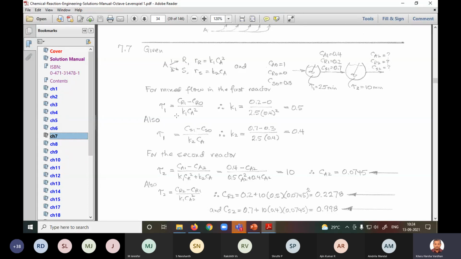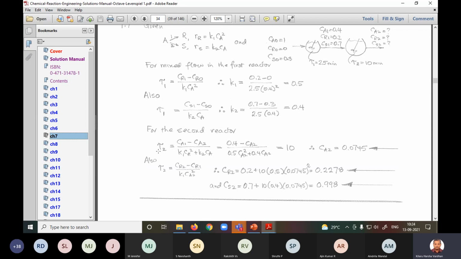For a mixed reactor, tau 1 is CR1 minus CR0 divided by K1Ca square, because you are writing for R, the desired product. From this you can calculate K1, because tau is given. Tau 1 is 0.5. If you substitute 0.5 here, then we can calculate K2. K1 is 0.5 and K2 is 0.4. Like that you can do for the second reactor also, with tau 2.